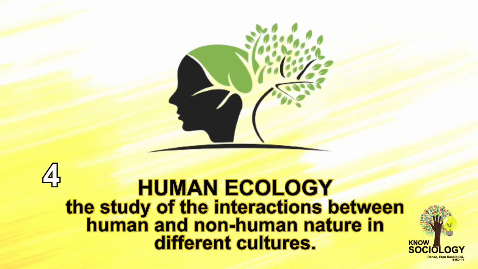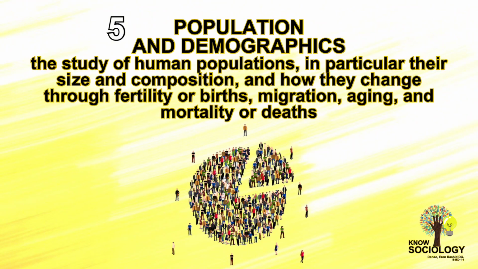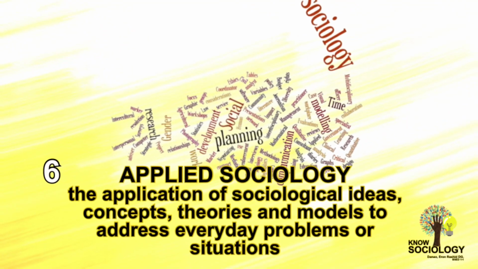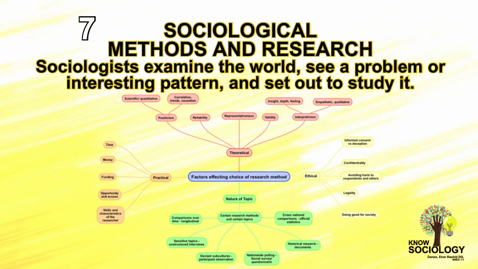Fourth is human ecology, which is the study of the interaction between human and non-human nature in different cultures. Proceeding to population and demographics, or the study of human populations, in particular their size and composition, and how they change through fertility or births, migration, aging, and mortality or deaths. 6 is applied sociology. This is the application of sociological ideas, concepts, theories, models to address everyday problems or situations. And number 7 is sociological methods and research, in which sociologists examine the world, see a problem or interesting pattern, and set out to study it.